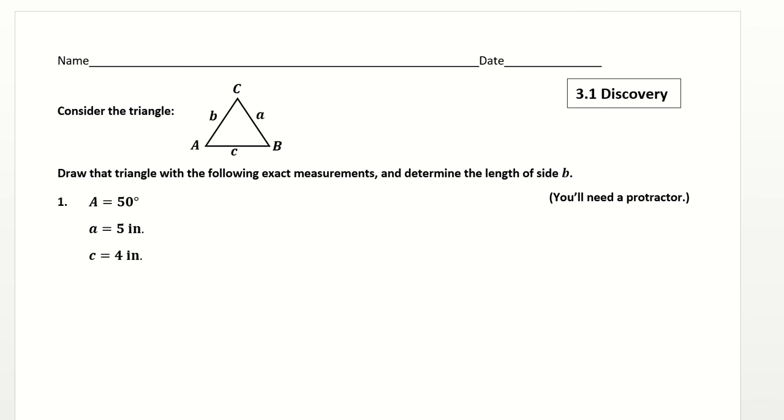But let me get you started with what we're doing here, okay? All you're really doing in general is we're going to try to draw, if we're considering a triangle labeled like so, we're going to literally try to draw that triangle that has the following exact measurements. Big A is 50 degrees. Little a, side A, needs to be 5 inches. And then side C needs to be 4 inches.